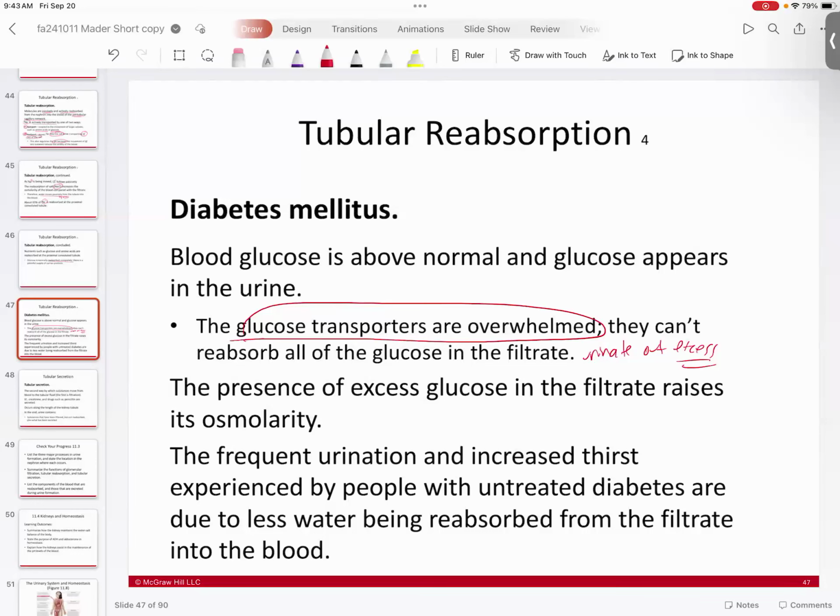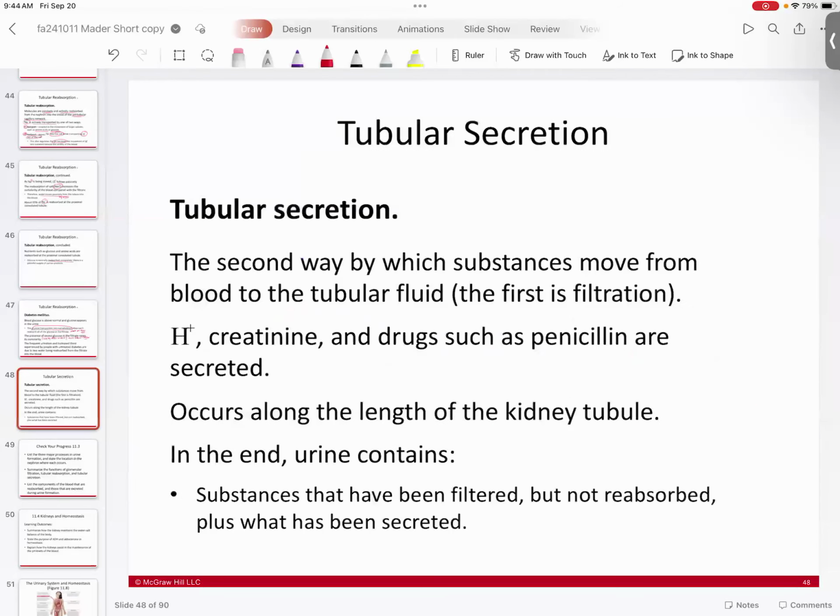And because you have excess glucose in your filtrate, it raises the osmolarity. By the way, you can think of osmolarity as the sucking effect of a salt. And this is the reason why this causes frequent urination, because you're getting rid of water. And since you're getting rid of water, you're going to be thirsty all the time. And so that's one of the symptoms of diabetes.